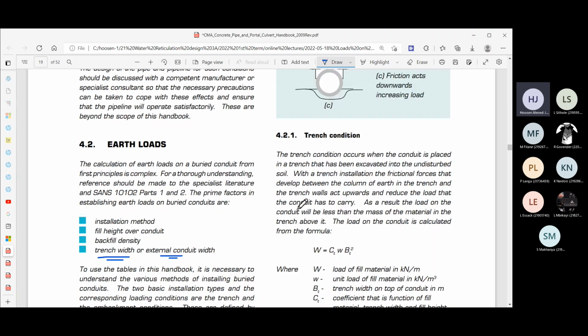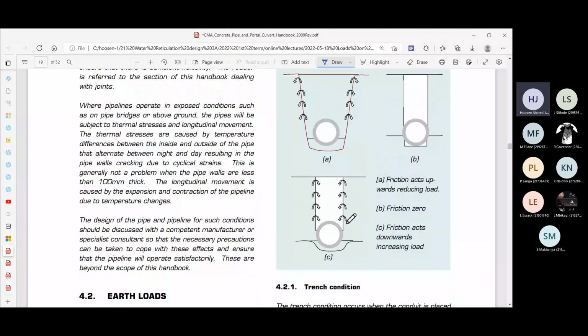So we differentiate between two conditions. The one is a trench condition and the other an embankment condition. Now, broadly speaking, what's the difference?